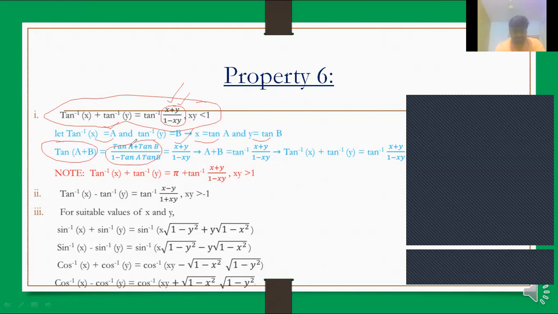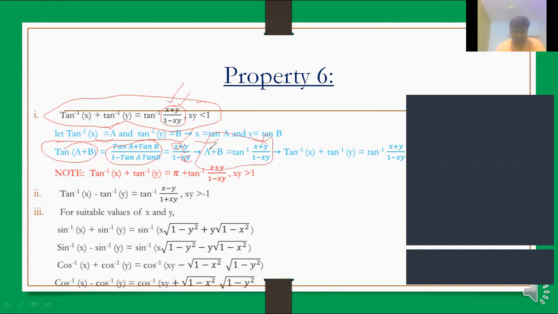Okay. What is tan A? x. What is tan B? y. So tan(A+B) is (x plus y) by (1 minus x into y), that is tan A into tan B in the denominator. Correct? Okay. Now this tan comes here, that will become tan inverse. Just observe this. A plus B equals tan inverse of (x plus y) by (1 minus xy).